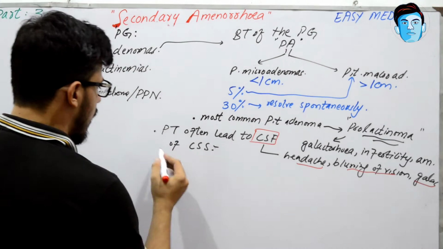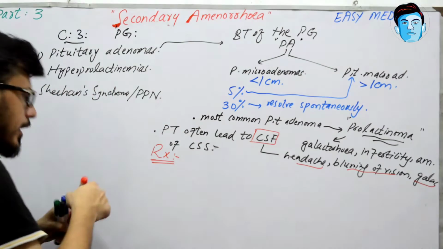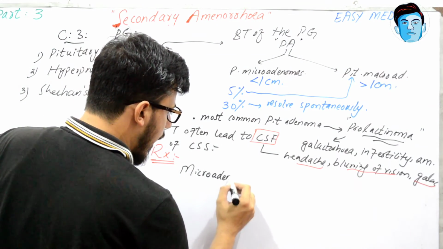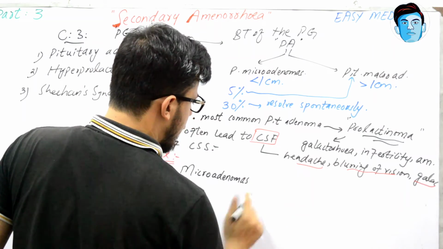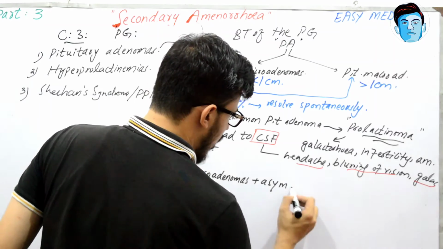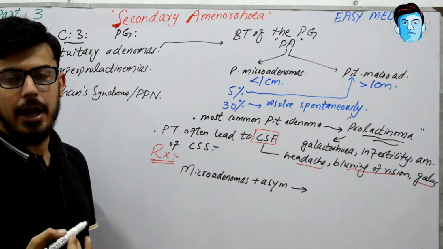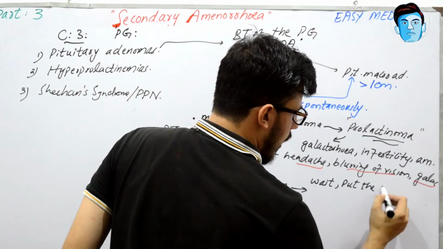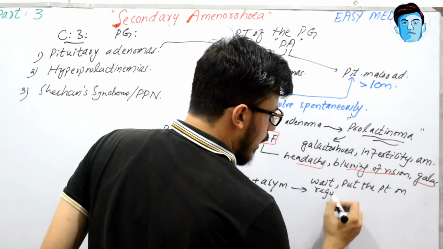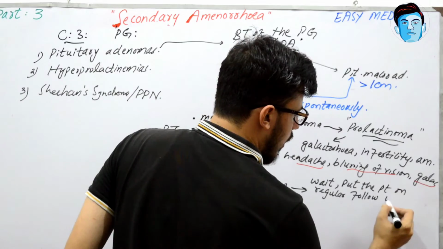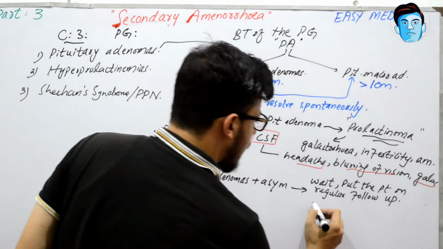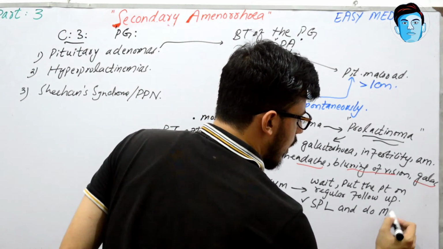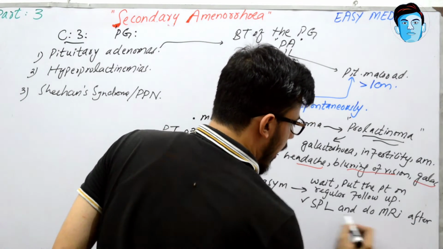How will you treat the patients? So what are the treatment options? If there is a pituitary microadenoma and there are no symptoms in the patient, meaning it is an asymptomatic condition, then in that condition you have to wait and watch, and put the patient on regular follow up. Also you have to check the serum prolactin level and do MRI after every 12 months.